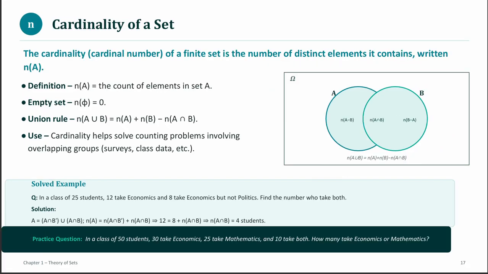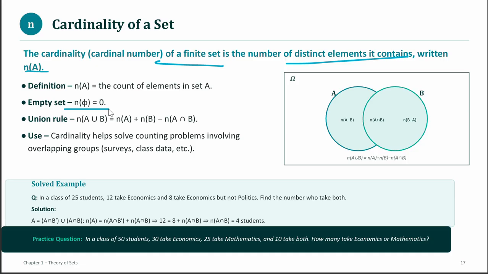Okay, now let us talk about the cardinality of a set. The cardinality or the cardinal number of a finite set is the number of distinct elements it contains, written as n of A. So let us start with the cardinality. It basically tells you how many members are there in a set. How many elements are there in a set. An empty set would always have 0 elements.